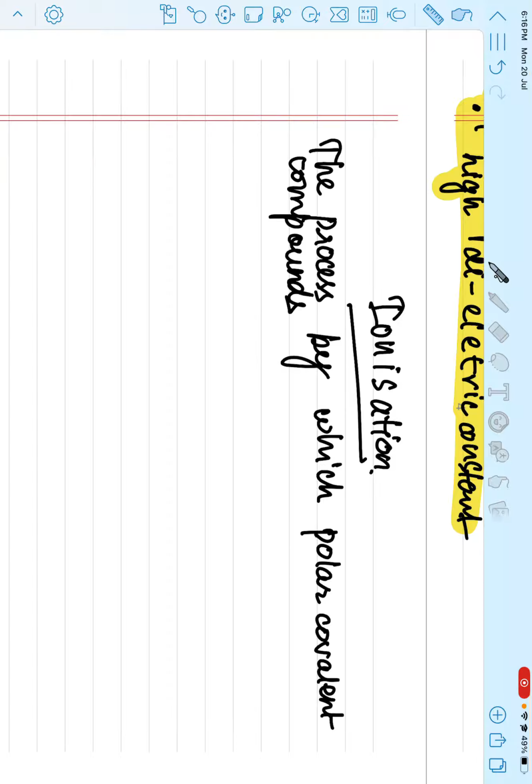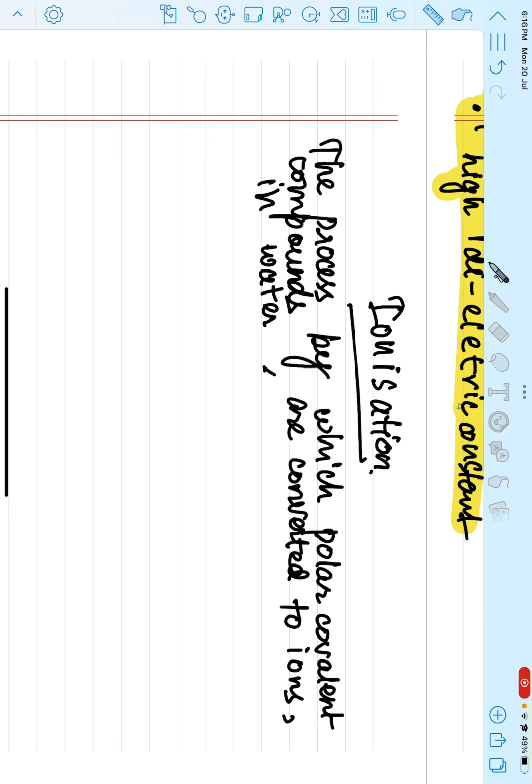The process by which polar covalent compounds are actually converted into ions is ionization, whereas in dissociation, the ions are already present, the bond between them is weakened, and then they get out. Here, the process by which polar covalent compounds are converted to ions in water is ionization. These are also key terms: polar covalent compounds converted into ions in water is called ionization.